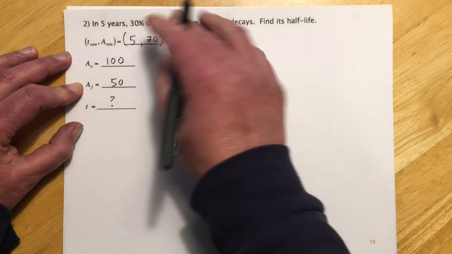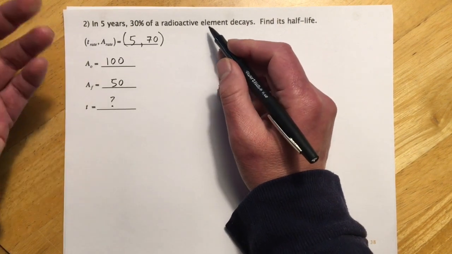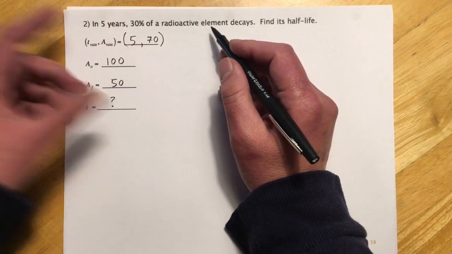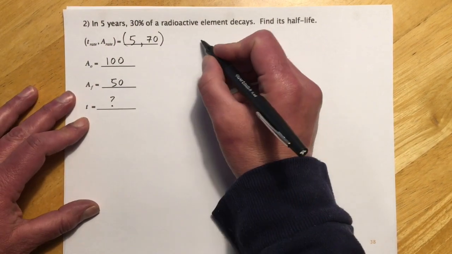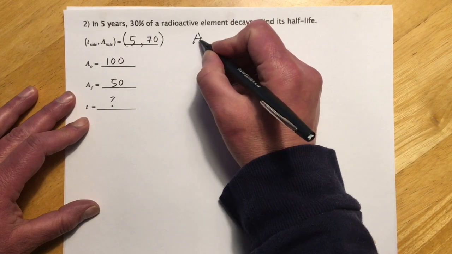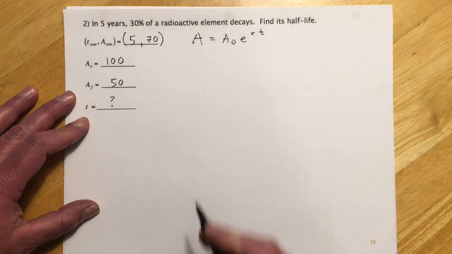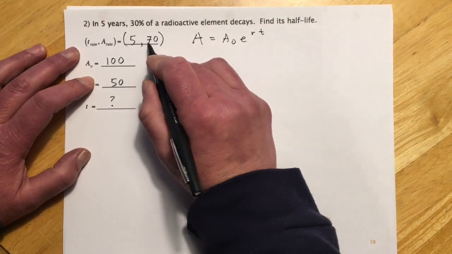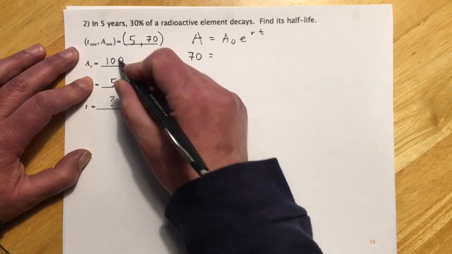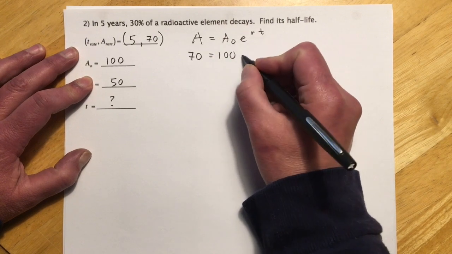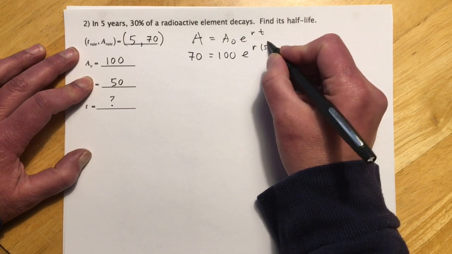So the second step, now that we've identified all our stuff, is to set up the growth equation, or in this case, a decay equation, and find the rate, because we don't know the rate yet. We'll use this ordered pair right here. Let me write down the formula: A equals A naught e to the rT. So the amount after some years is 70, the initial amount was 100, that's our A naught, e to the rate we don't know, and T is 5 years.